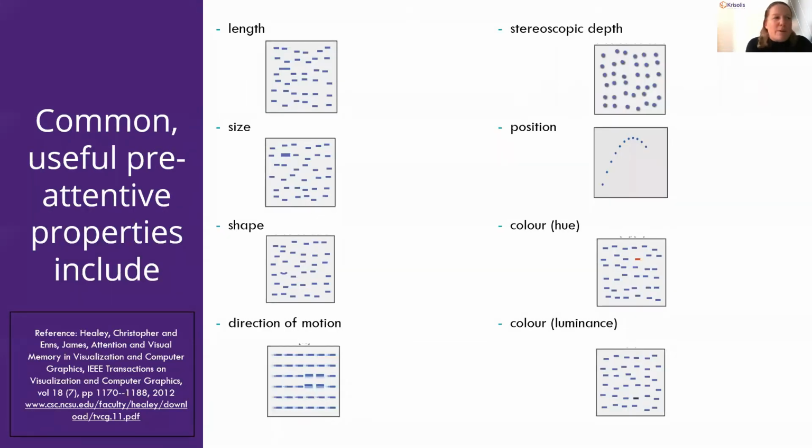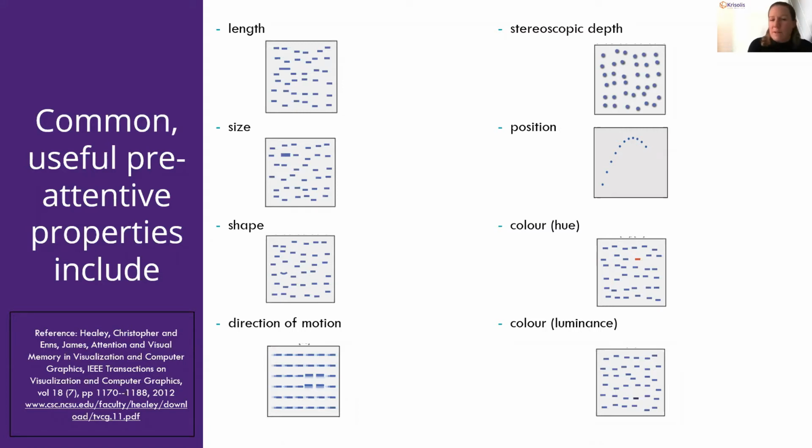And there's a very nice paper that I've referenced here from 2012 that goes through various properties. If we look here, it's length, size, shape, direction of motion, color in both luminance and hue, position, and stereoscopic depth. So that's actually 3D. Now, what does this mean for our charts? If we build charts based on these particular features or characteristics, then it'll be much easier for us to get information quickly, because we can assess these properties in a split second.